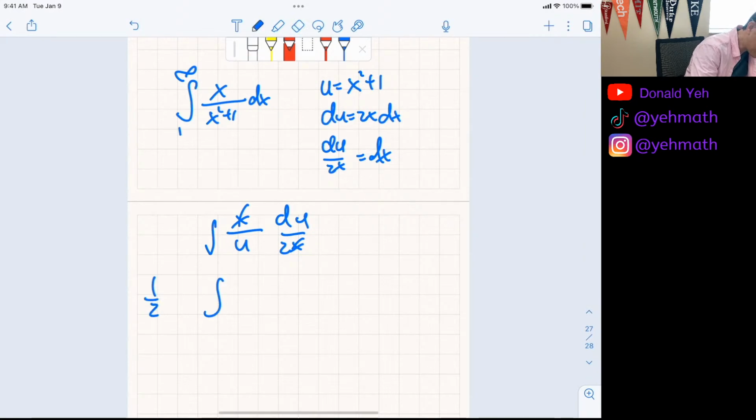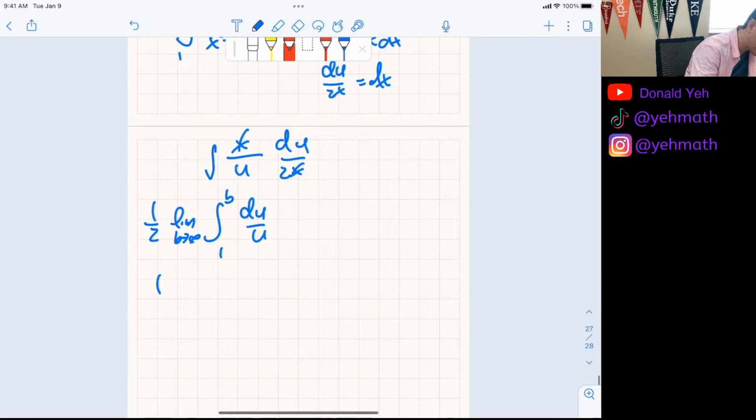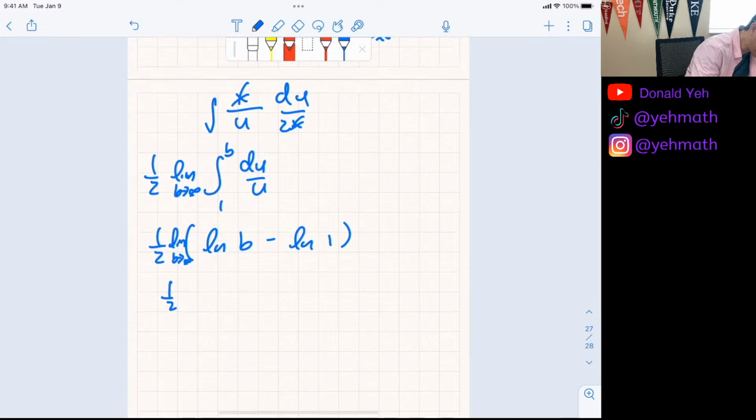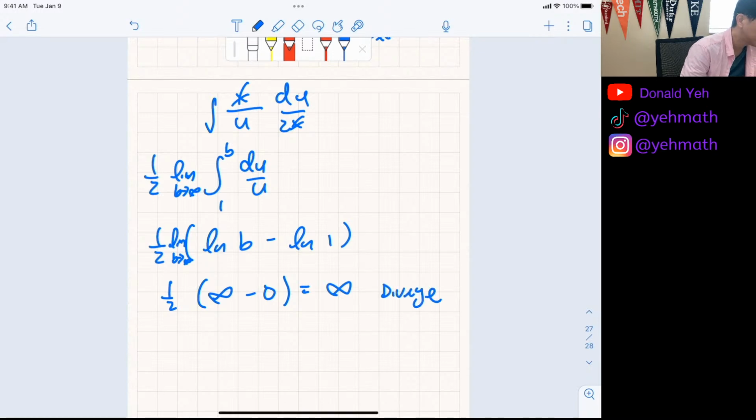1/2, from b to 1, du over u, as the limit as b approaches infinity. So 1/2 natural log of b minus natural log of 1 as b approaches infinity. That is going to be 1/2 of infinity minus 0. So it's infinity, therefore it diverges. Actually, the answer is infinity.